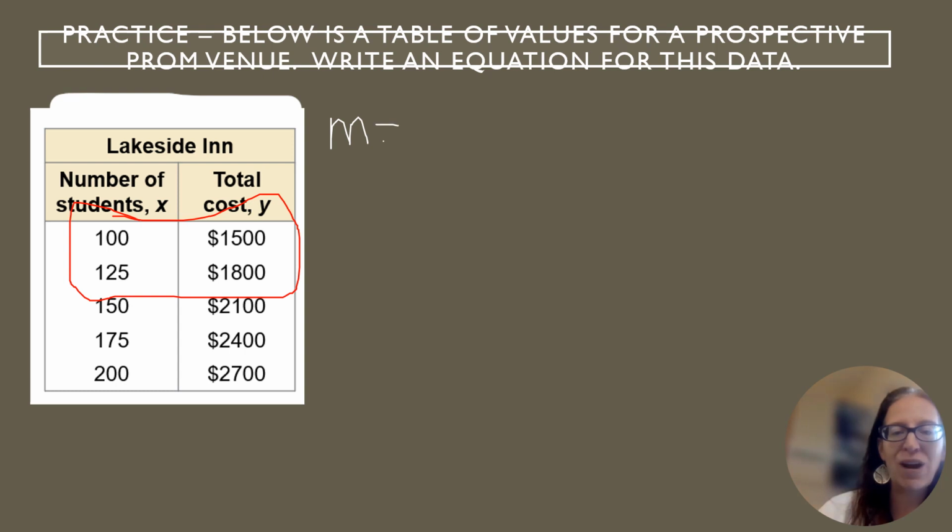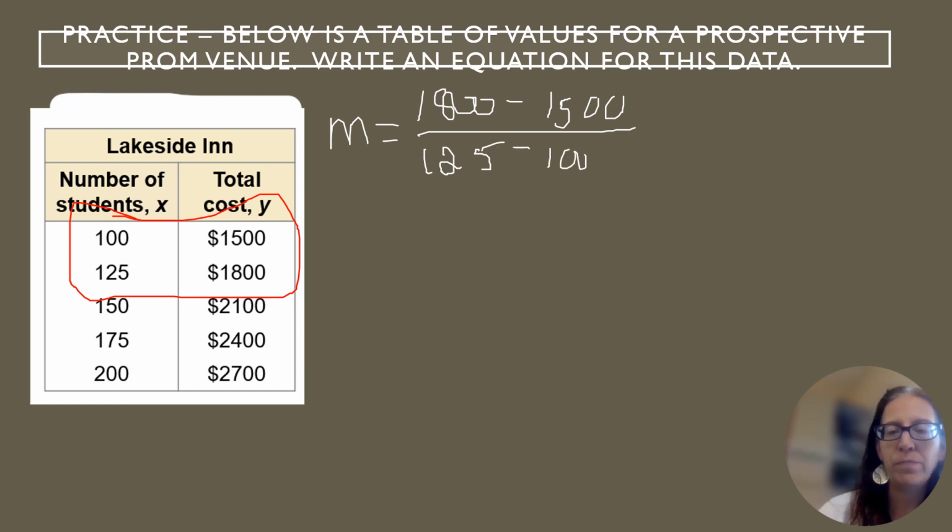And then I'm going to subtract them in such a way that I can avoid the negatives. So I'm going to do y2 minus y1 over x2 minus x1. 1,800 minus 1,500 is 300, and 125 minus 100 is 25. And I think that is going to be 12. Okay, so the slope is 12.